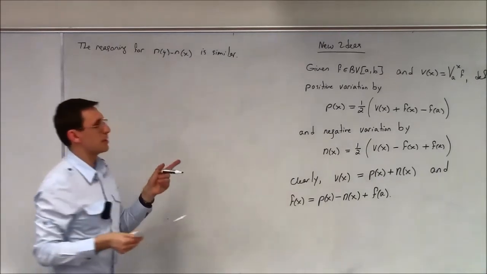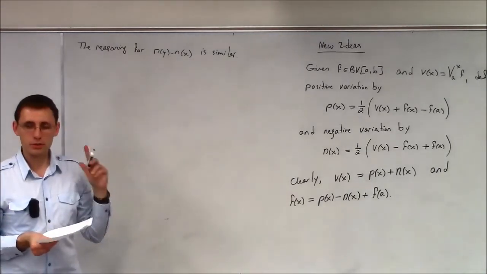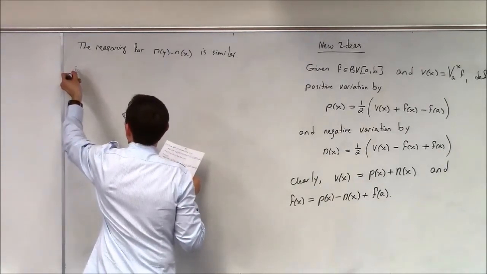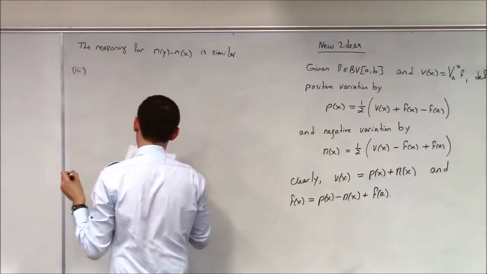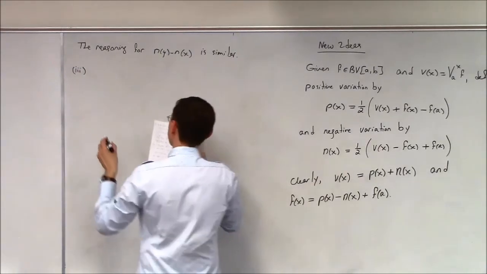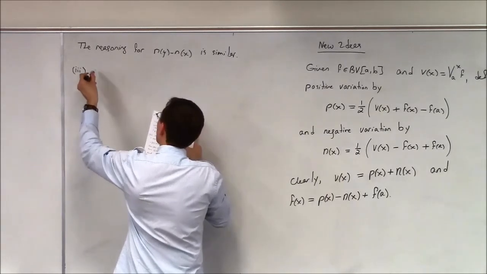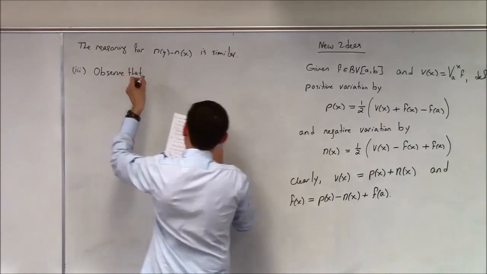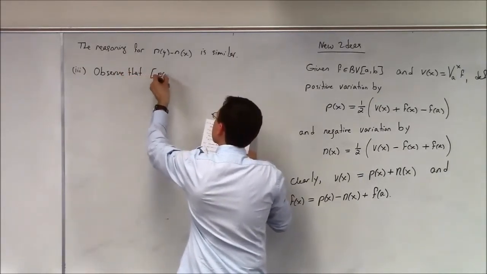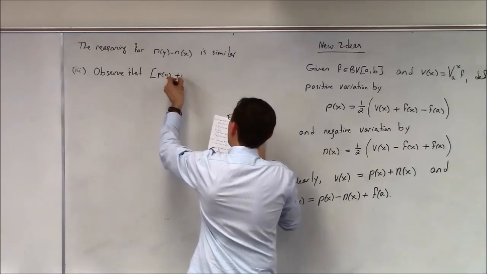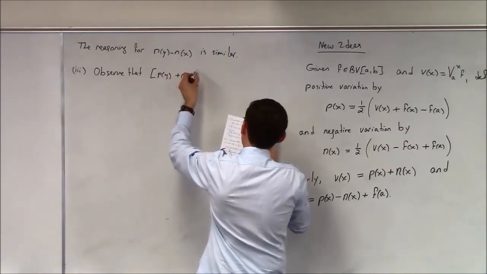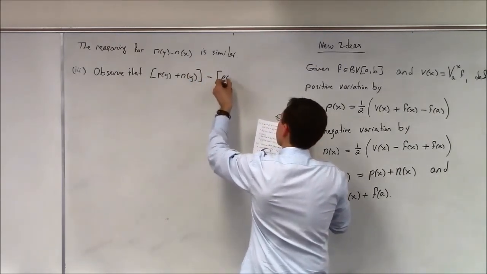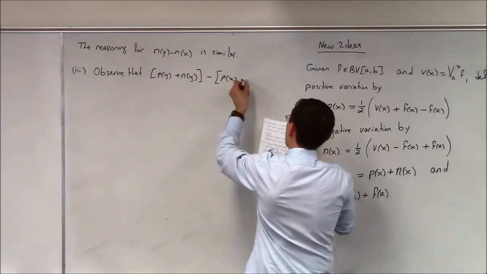Actually, property number 3, Carothers leaves as an exercise. It's not a very easy exercise, so I'll show you. I think maybe it will be easy for you, but I had to think about it today in the morning. So observe that p of y plus n of y minus p of x plus n of x.